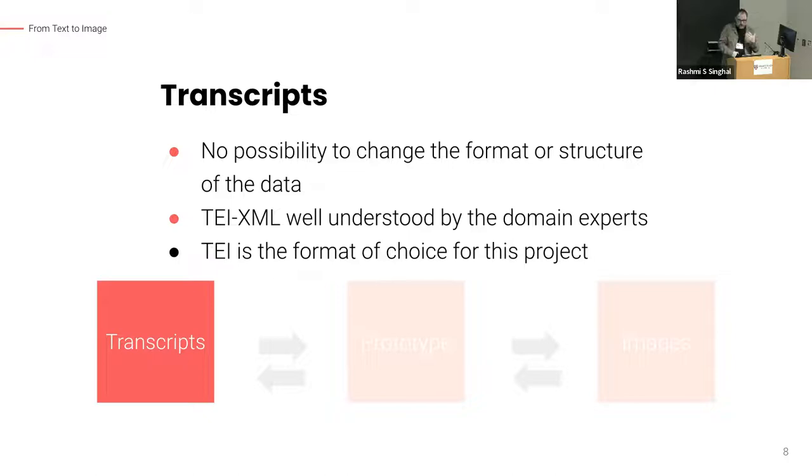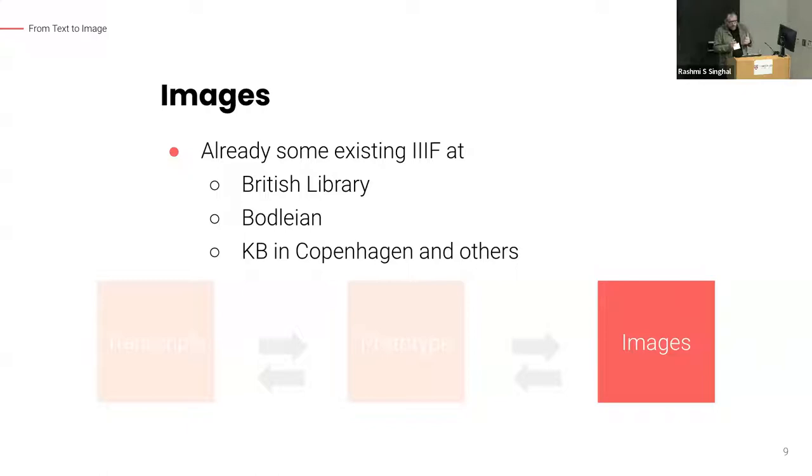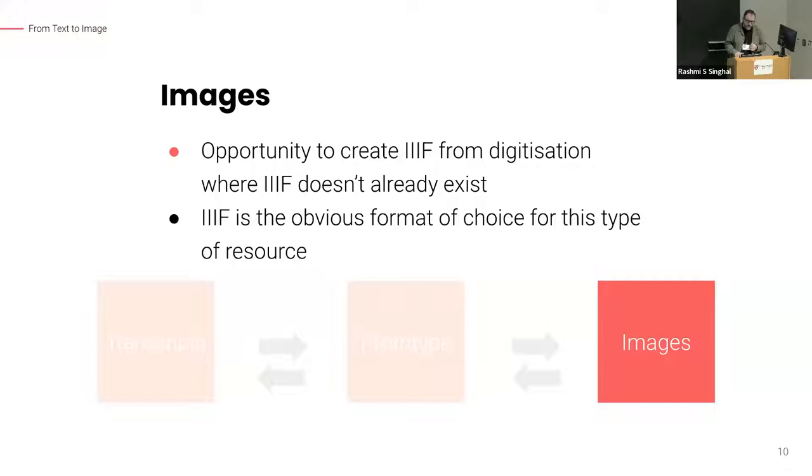So that was a sort of fixed point. There's TEI transcripts of these manuscripts. What do we do about bringing them together with the IIIF? On the other hand, for the images, there was already some IIIF that existed for some of these manuscripts at the British Library, at the Bodleian, at the KB in Copenhagen, and in some other places. But there was also the opportunity to create new IIIF from digitized images where that IIIF didn't exist.